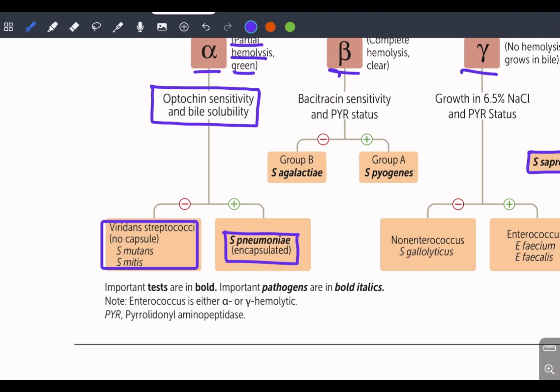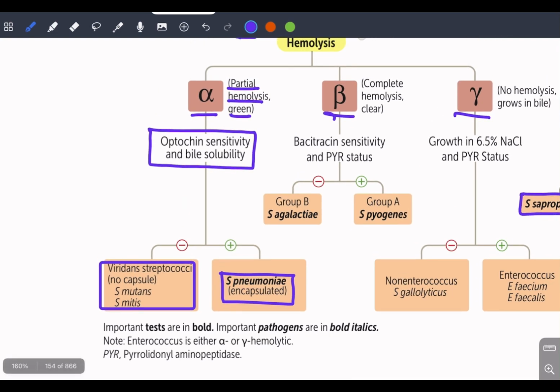Similarly, Streptococcus pneumoniae is bile soluble, while the others are bile insoluble. So this is the alpha hemolysis which occurs in this type of bacteria.